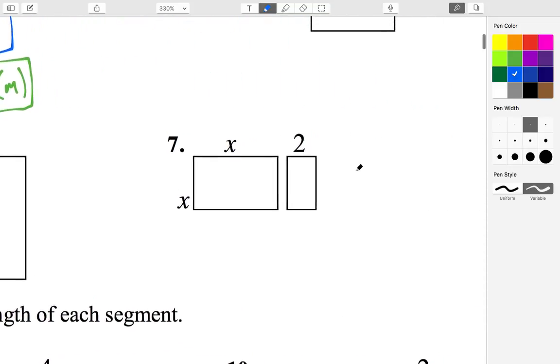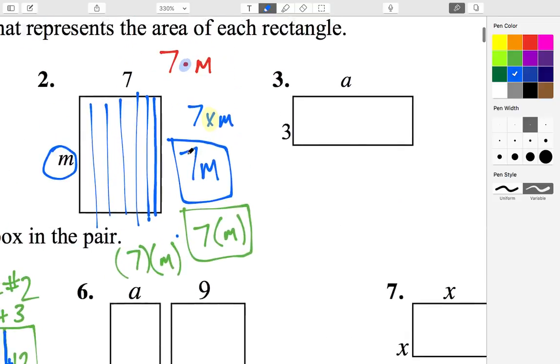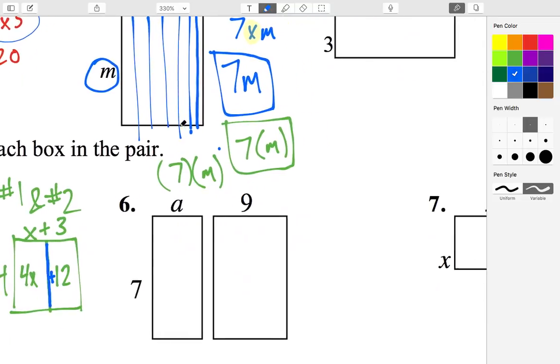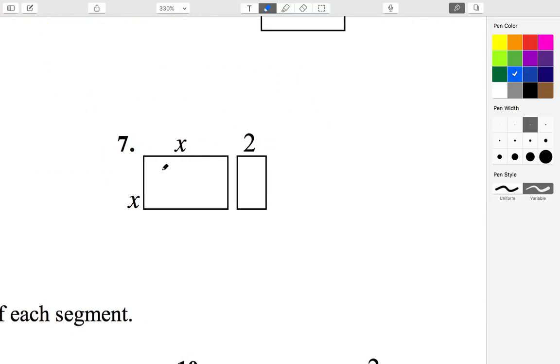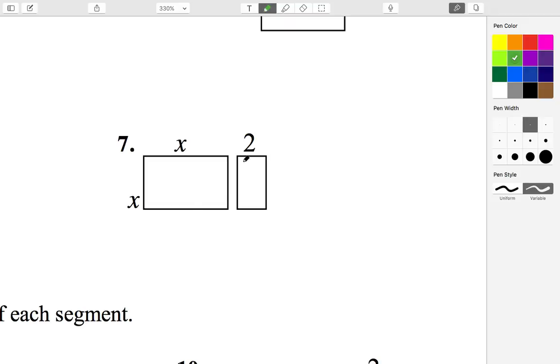Number 7. So we have x and x here. Now, I know from number 1, it said 4 times 5, so I know that I'm just multiplying it, right? But the problem is I don't know how many times I'm cutting here, and I don't know how many times I'm going to cut here. So I could be cutting forever. Could be cutting 100 times, right? I don't know. So we have to use placeholders, and our placeholders are going to be our x's. So I'm going to actually just write x times x.